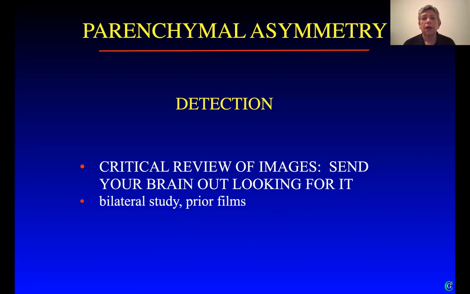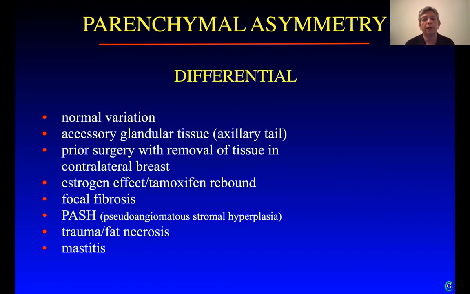for this. As I said, you want a bilateral study, and in the case of developing parenchymal asymmetry, you want the prior studies. Make no assumptions about any finding. Let the images, let your evaluation, let your physical examination take you where it's going to take you. It's probably going to direct you in the right direction, and it's going to direct you to the right recommendation and appropriate management for the patient.